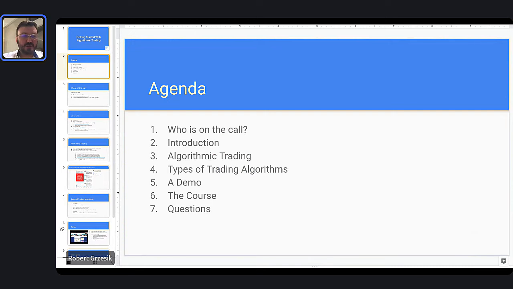Then we're going to go into an introduction, talk a little bit about Lumi Wealth and what we do. Then we're going to go into algorithmic trading, what it is and why we want to do this. Then we'll talk about the different types of trading algorithms. And then we'll go into a demo, which is usually what a lot of people find very valuable, right? After that, I'll tell you a little bit about our larger course, where if you want to learn more about this topic, you can join our larger course, all right?